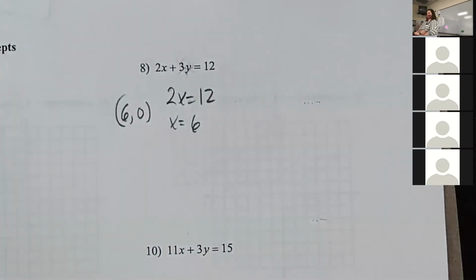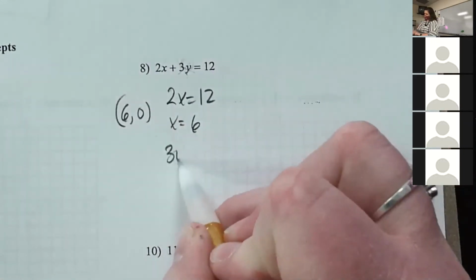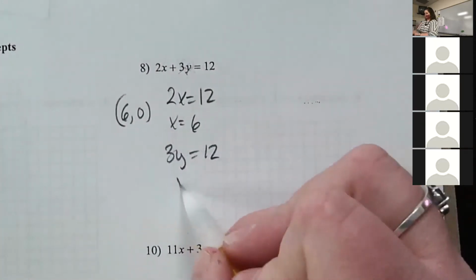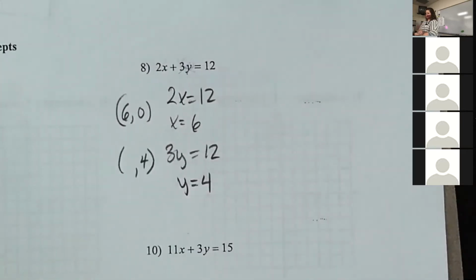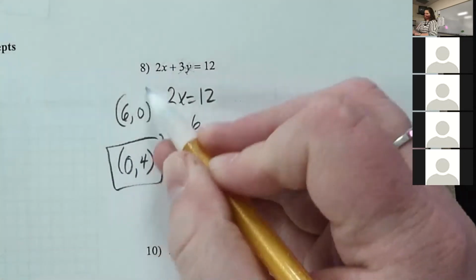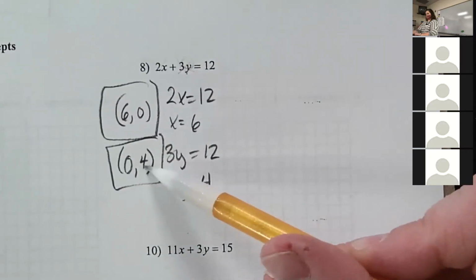Now what do I need to do? Yeah, plug it in for the other one. So that becomes a big 0. So I have 3y equals 12. So what's y? 4. But what did I put in for x? 0. Thank you. You need to remember that and make sure they're in the right order. If y is 4, make sure the 4 is in the y spot.